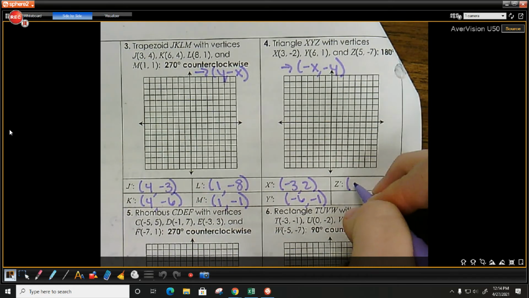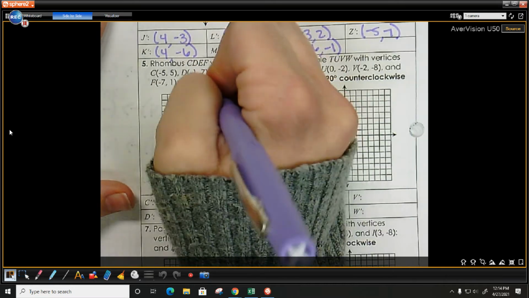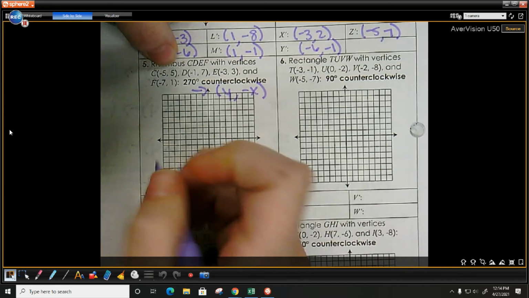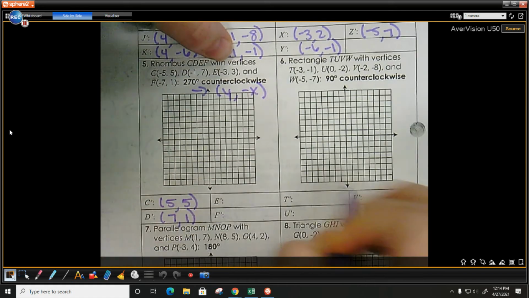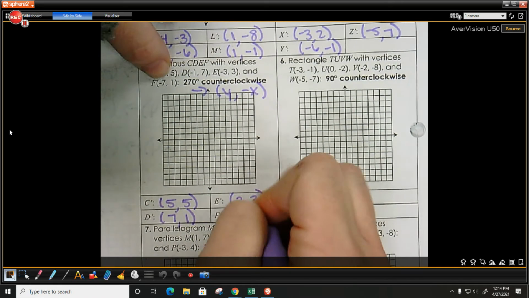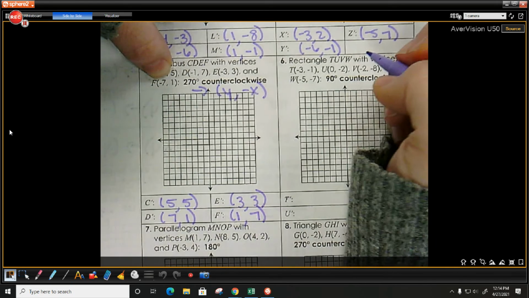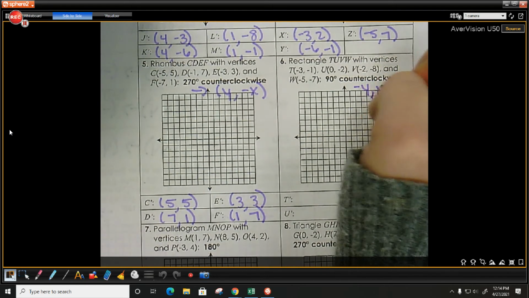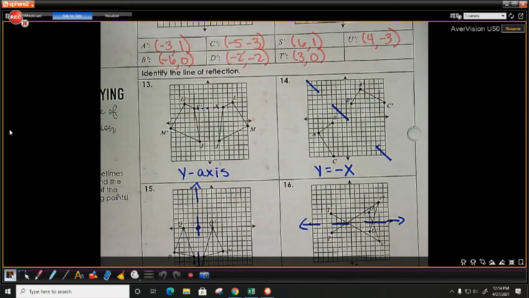Good? 270 counterclockwise means it's y, negative x. So what's my C prime? 5, 5. D prime. E prime. And F prime. 90 counterclockwise means we are what? What is it? I just trusted you. 90 is negative y, x. That's right.